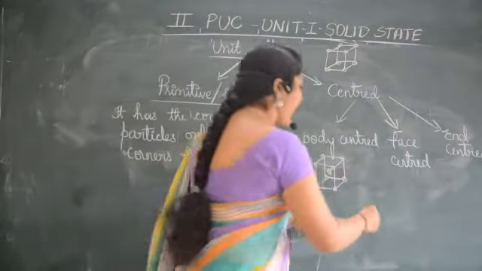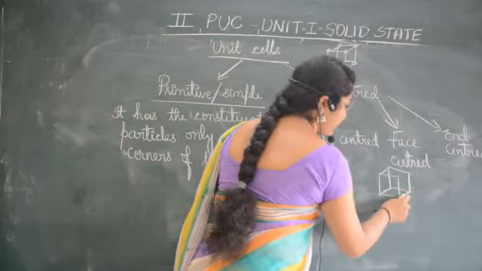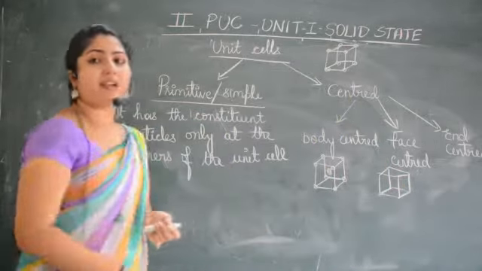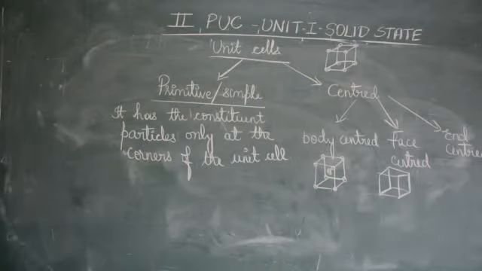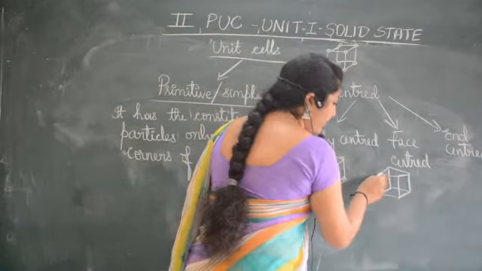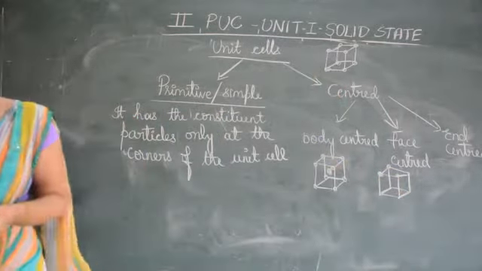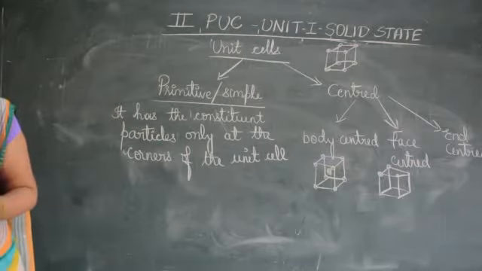So let me draw the diagram. If this is the unit cell that I want to show you, then at the corners the particles are present. Am I right? At the corners the particles are present.